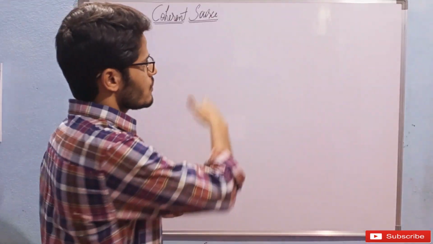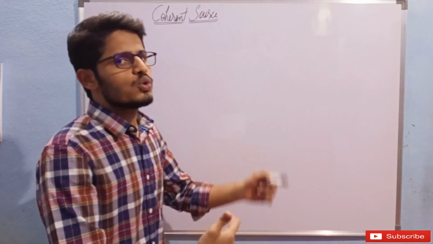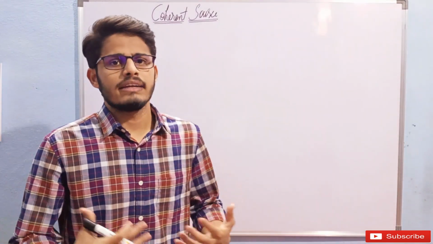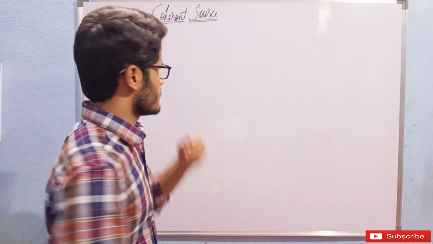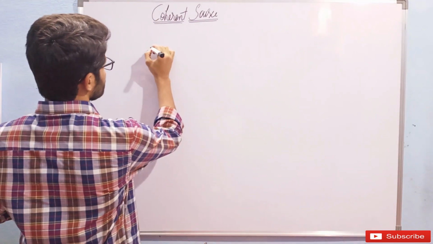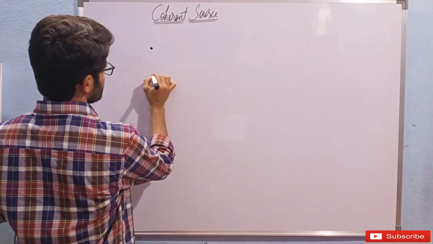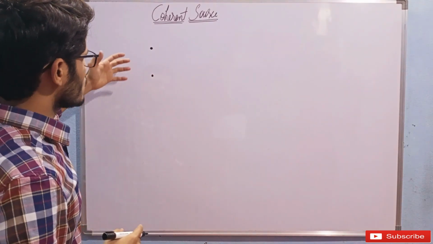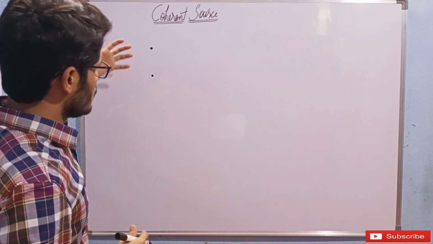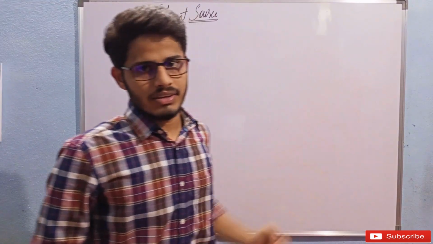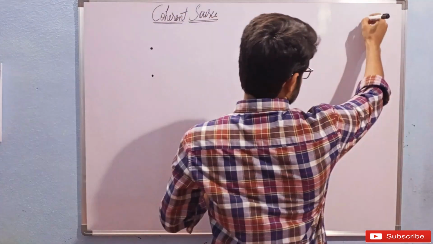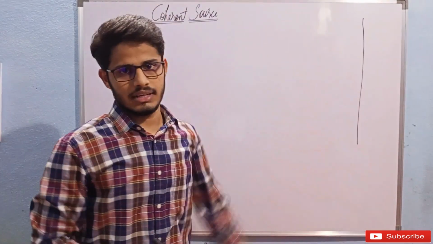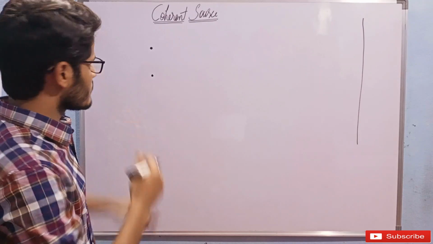I'll give you a few examples, and with those you'll get the idea and the feeling for coherent sources. Suppose I have two sources, and these two sources I'll be using for getting the interference pattern on the final screen. Suppose this is my final screen where I want to get the interference pattern due to these two sources.